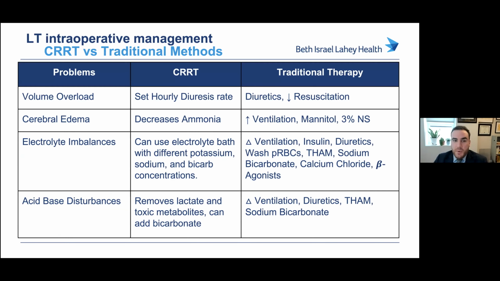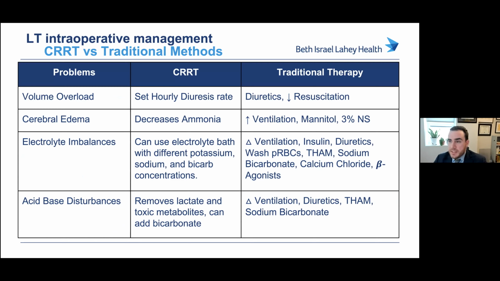So there are different ways of dealing with kidney dysfunction during liver therapy. The first is a patient that's volume overloaded. With renal replacement therapy, you can just set an hourly diuresis rate that can be started preoperatively, go in the OR, and then go to the ICU, and set an hourly diuresis rate.